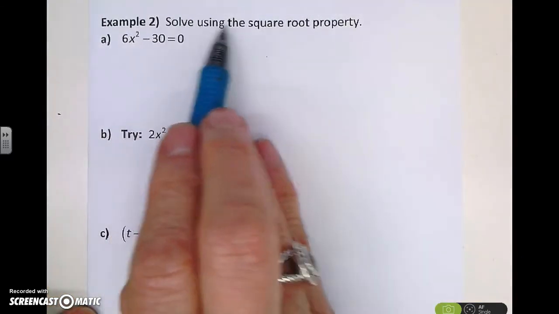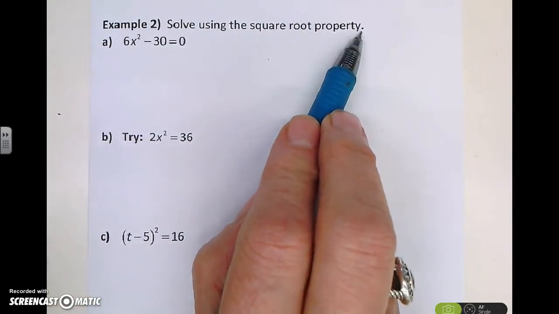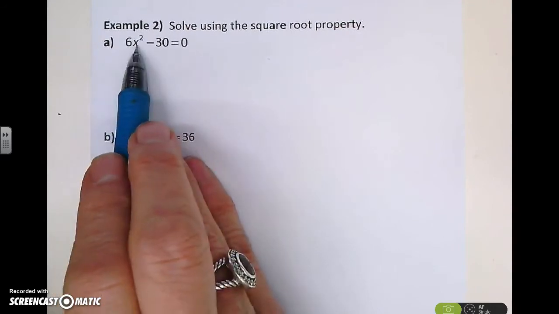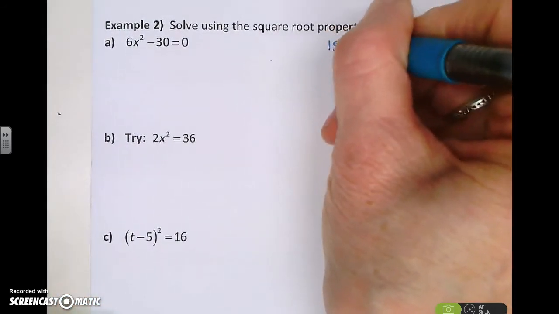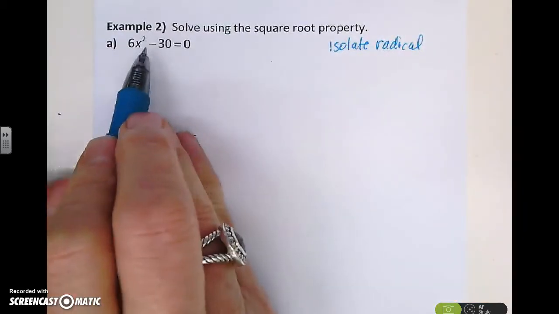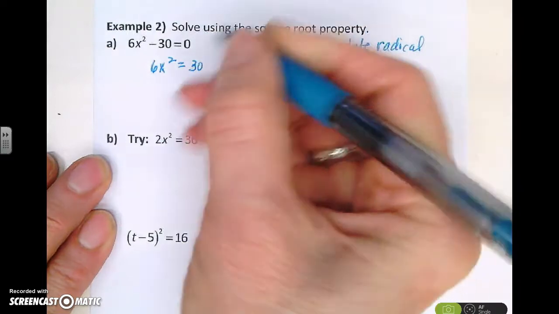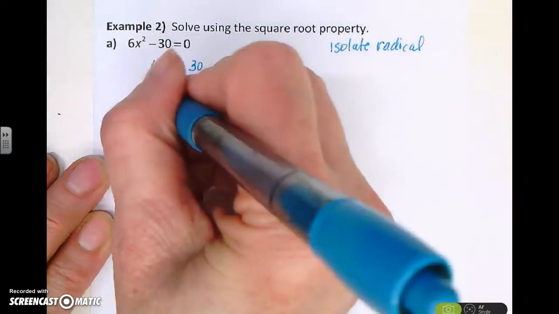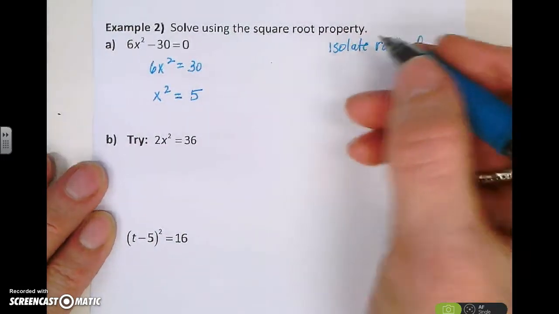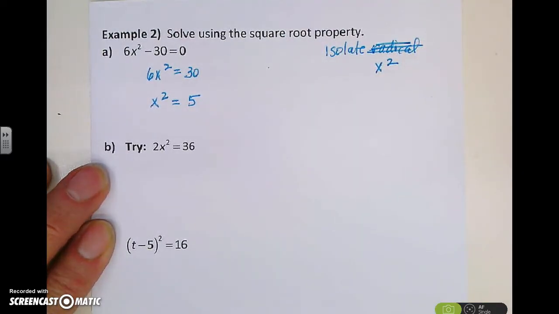So example 2 says solve using the square root property. Now, in order to use the square root property, we're going to do it a little differently from when we were factoring. In factoring, we wanted a 0. But when we're doing the square root property, what we want to do is isolate the square. So I'm going to add my 30 to the other side and get 6x squared is equal to 30. Then I'm going to divide both sides by 6 and get that x squared is equal to 5. So I'm isolating the x squared, the square term.